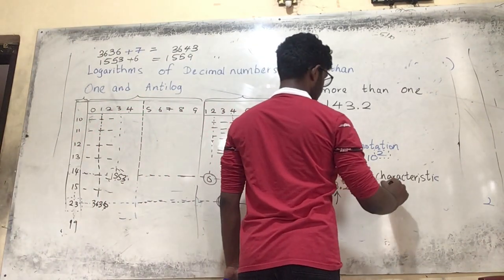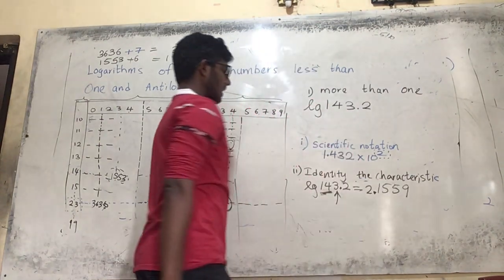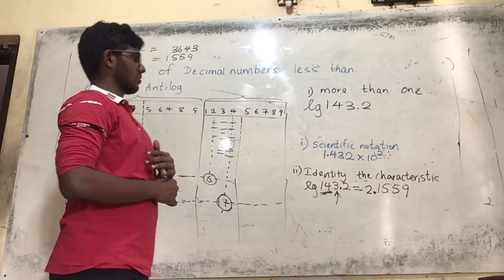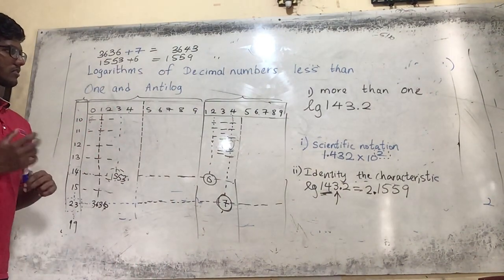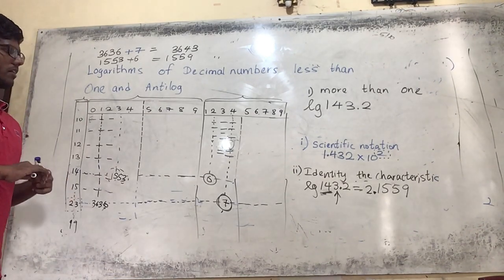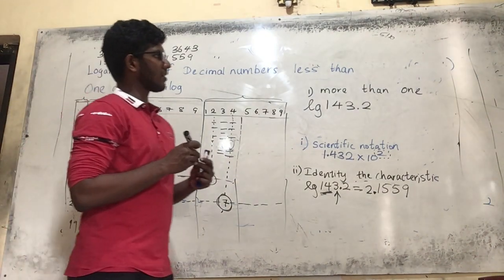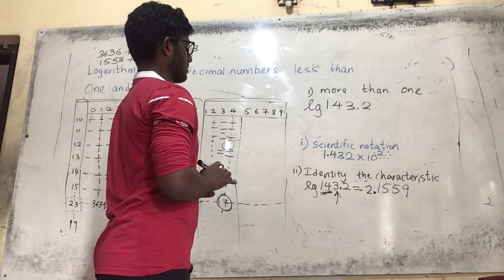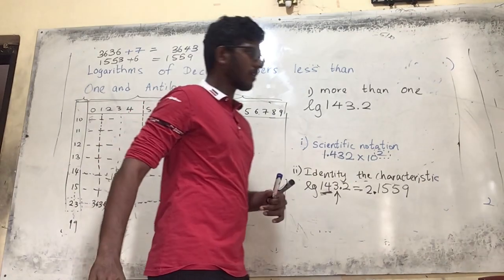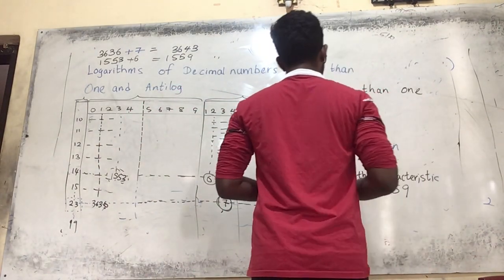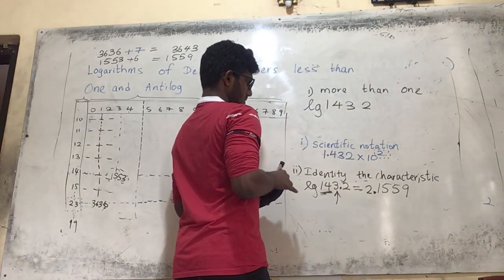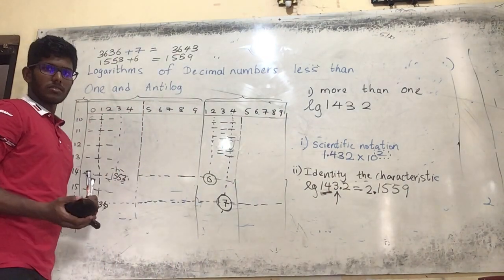So just come here and type 1559. That is the log value of 143.2. Right? Okay. I will do one more example for more than 1. Yes, one more example for more than 1. Then we'll go to the next one. Okay. The next example is this. Please write this down.